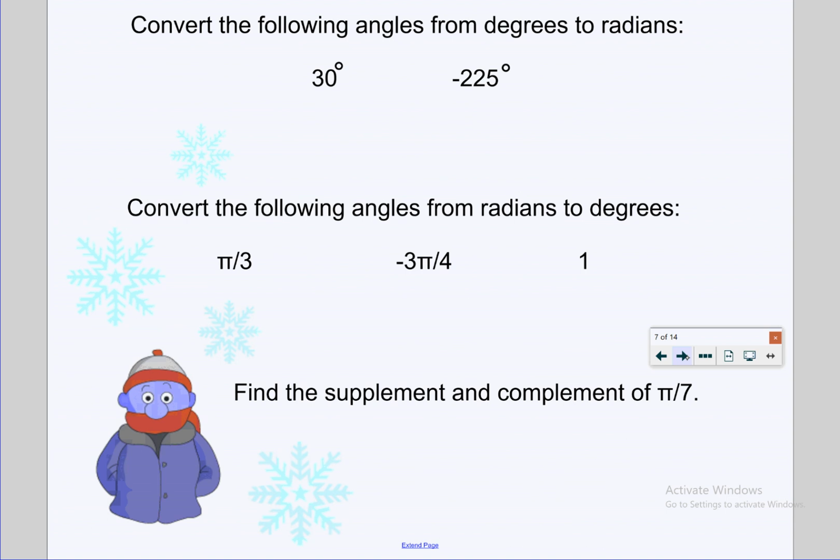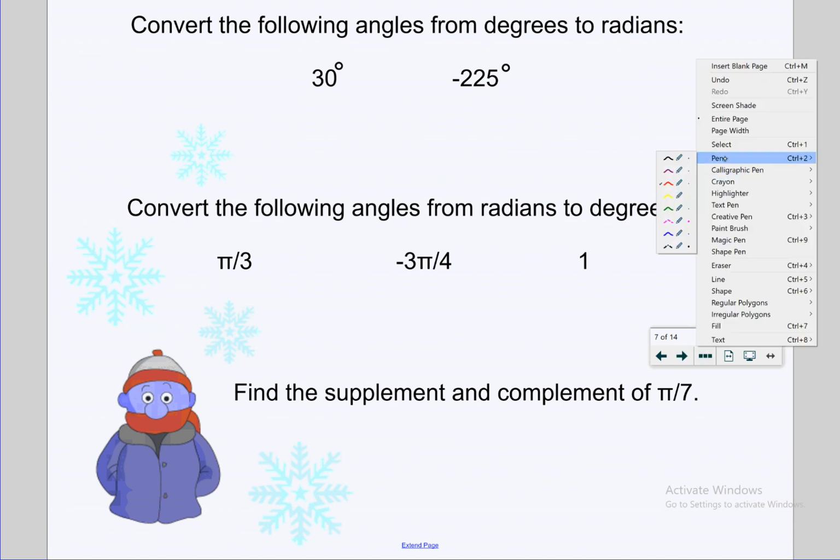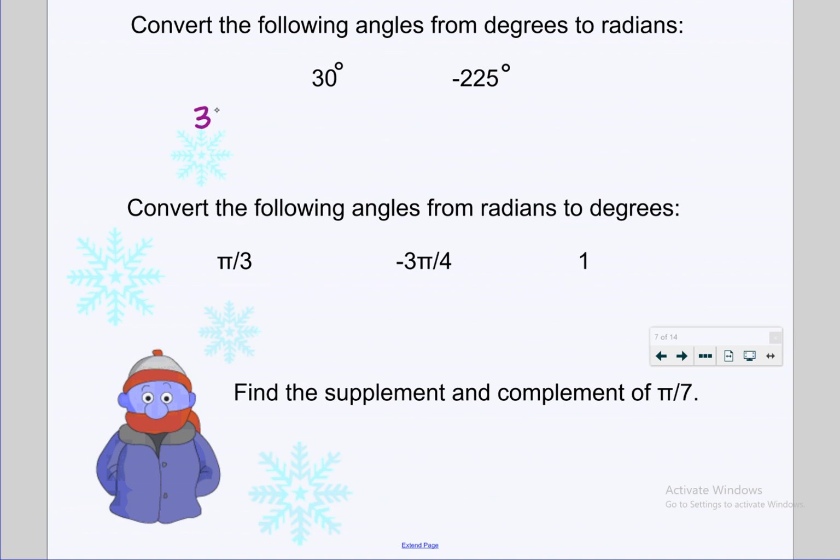Okay, so the first problem says convert the following angles from degrees to radians. So we want to figure out 30 degrees is about how many radians. So we're going to take that 30 degrees and we're going to multiply by either pi over 180 or 180 over pi, two equivalent ways of saying a half rotation. If we're converting from degrees to radians, we multiply by pi over 180. And when you multiply fractions, you can think of that 30 over 1 if you want. You just multiply straight across. So on top, I'm going to have 30 pi. On the bottom, I'm going to have 180.